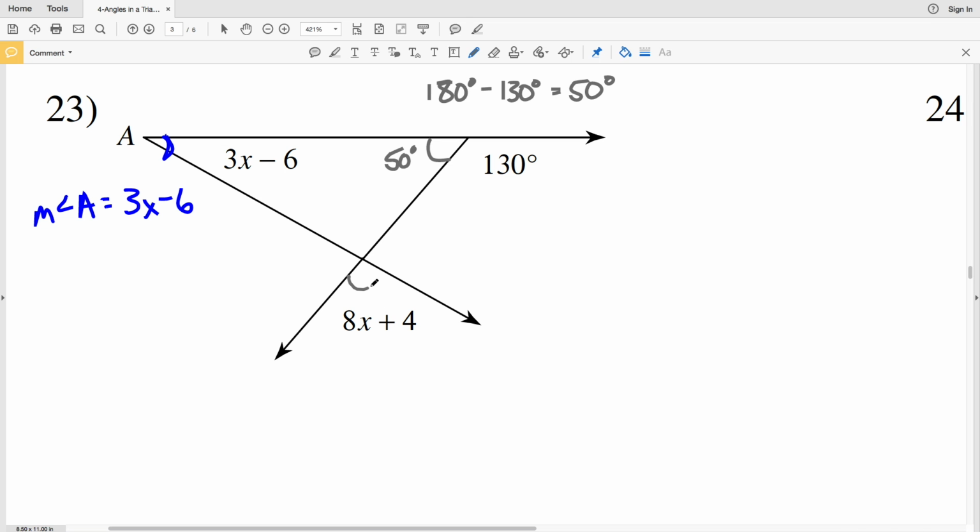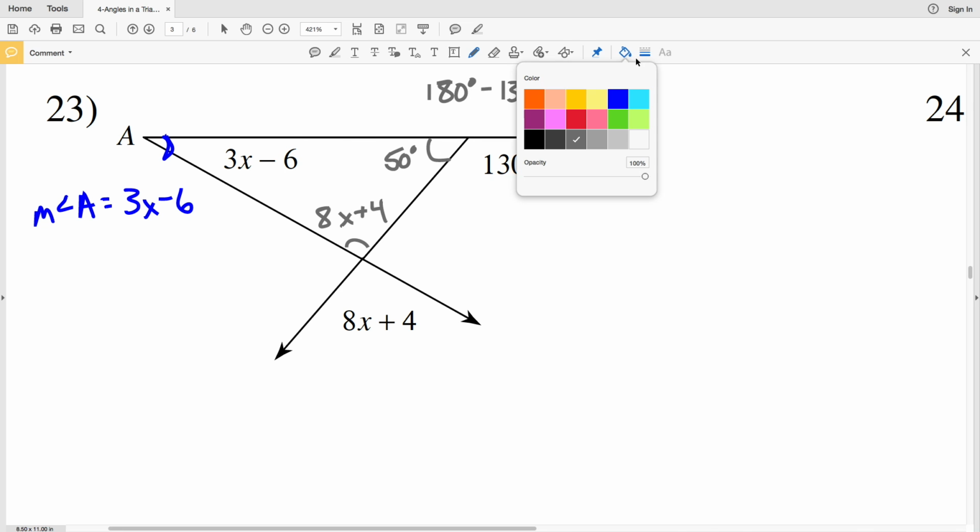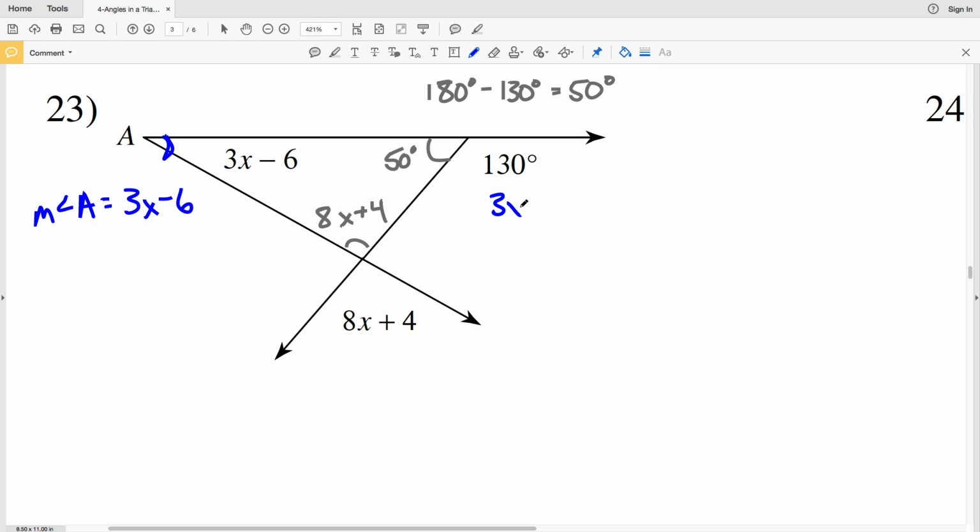You can see that here I have vertical angles, and vertical angles are equal in measure. So this angle is also 8x plus 4. Now I have my three angles within a triangle, and I know that those sum to equal 180. So 3x minus 6 plus 8x plus 4 plus 50 equals 180.